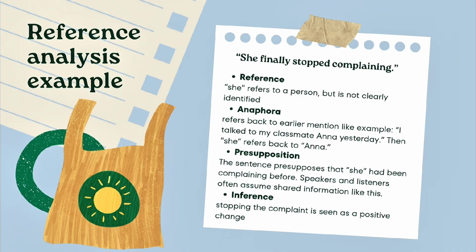Third, from inference, the listener may infer that the complaining was annoying. Because of this, stopping the complaint is interpreted as a positive change. And from this analysis, we can conclude that the reference word "she" can be fully understood through context using anaphora, presupposition, and inference. However, not all of these mechanisms are always used at the same time. They are applied flexibly depending on what's needed to interpret the reference in a particular context.